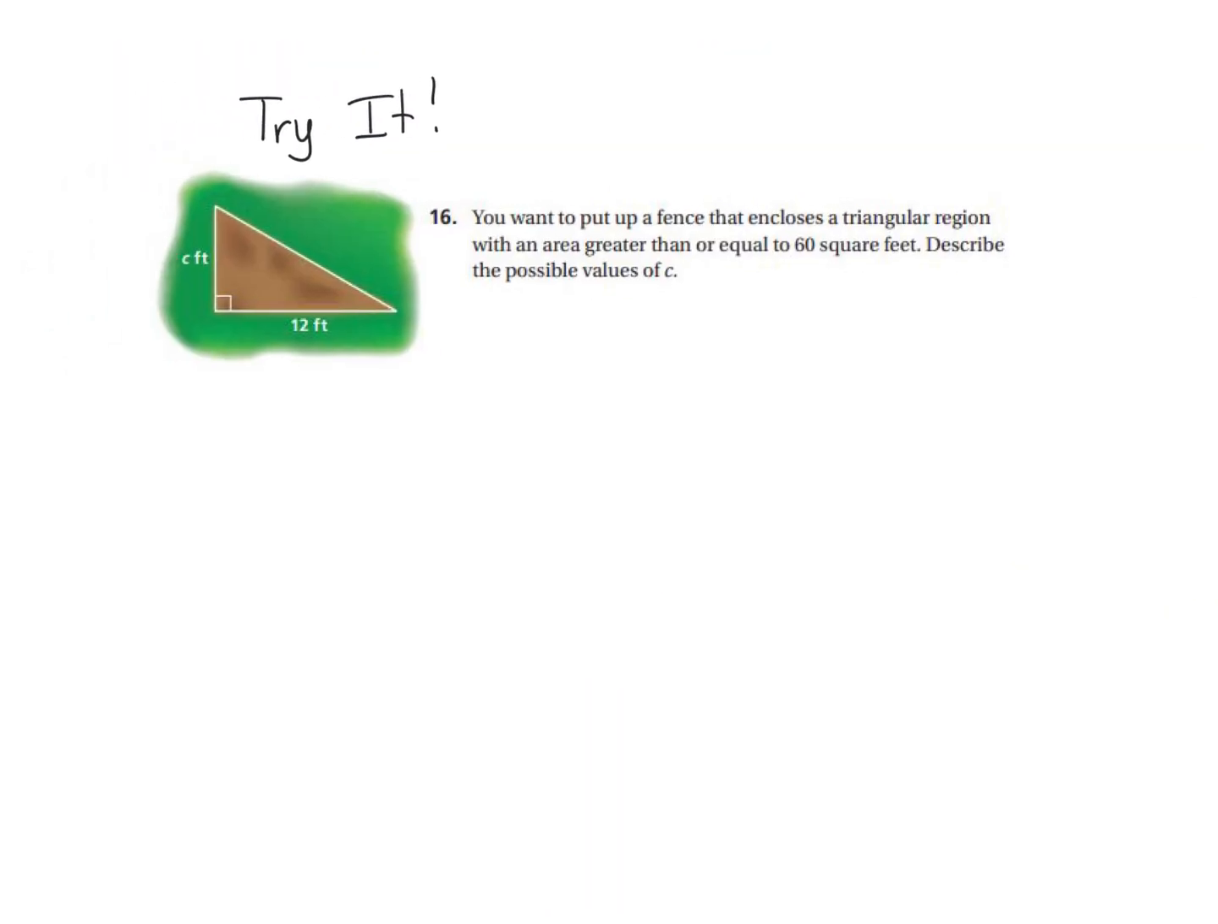For a try problem, we have this one right here. I want you to see if you can work through it a little bit here. It says that you want to put up a fence that encloses the triangular region with an area that is greater than or equal to 60 square feet. Okay, and it's asking us to describe the possible values of C. Now what's going to be helpful here is to know the area of a triangle. Okay, the area of a triangle is this: base times height divided by 2. Okay, so take some time, think about what could I do to solve here. And again, we're trying to solve for that missing side length.